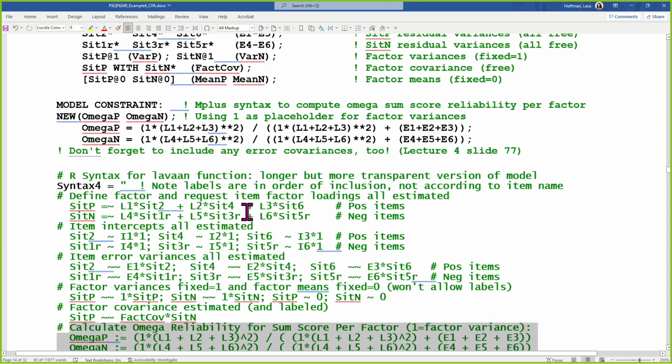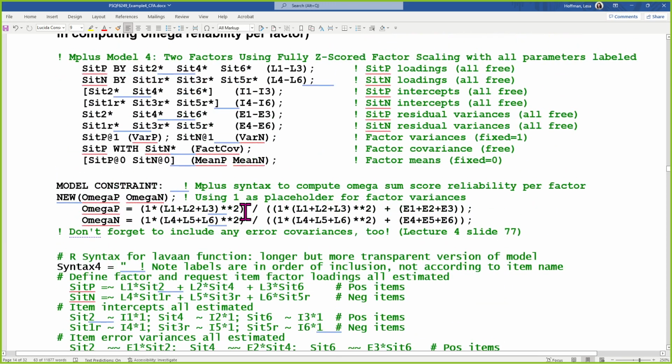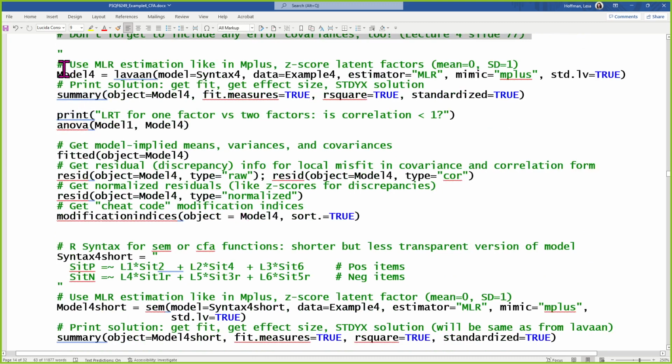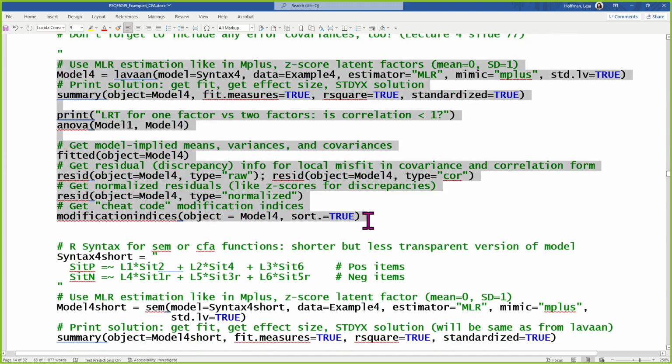So any questions on the two-factor code? Let's see how it worked. So here's all the stuff that I'm asking for in R to match all the stuff that I get out of Mplus. It's nice in R you can turn pieces of output on and off as you need them. In Mplus, you get everything. You don't get a choice.